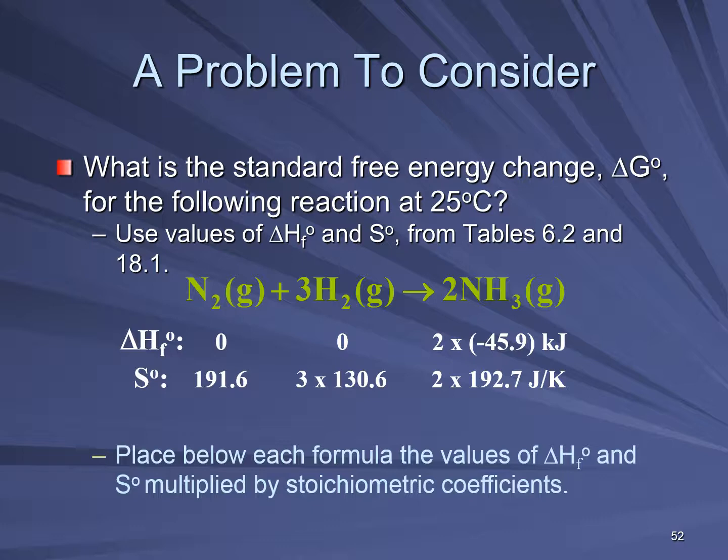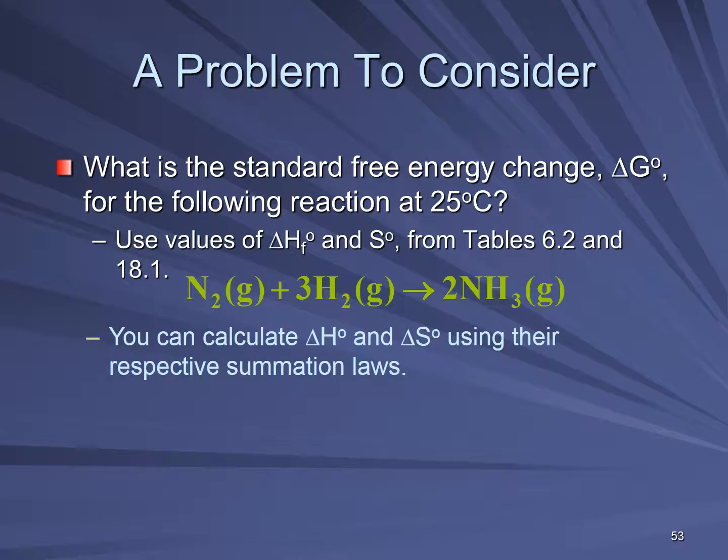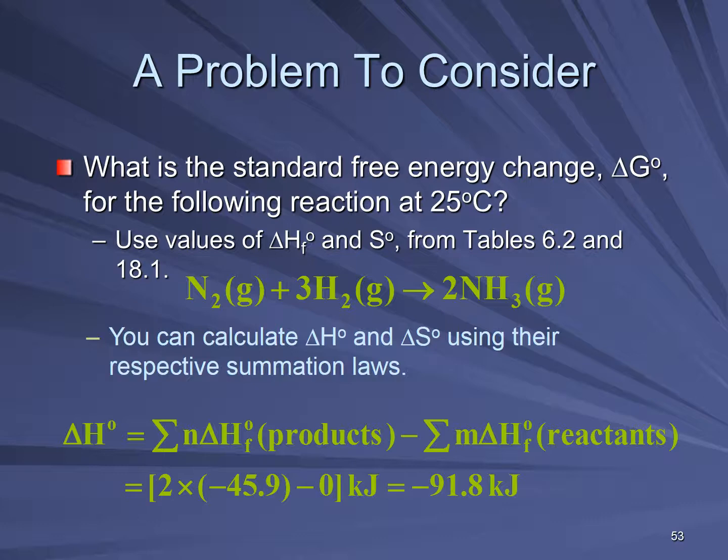So NH3 gas is negative 45.9, so we have to multiply that by 2. And then we can also look up the S values for N2, H2, and NH3. Make sure and multiply them by their coefficients. Now we can calculate delta H and delta S. Delta H is just the sum of the products times their coefficients minus the sum of the reactants times their coefficients. So NH3 is negative 45.9. We multiply that times 2, and then of course the reactants are 0. So our delta H is negative 91.8 kilojoules, which means this is an exothermic reaction.